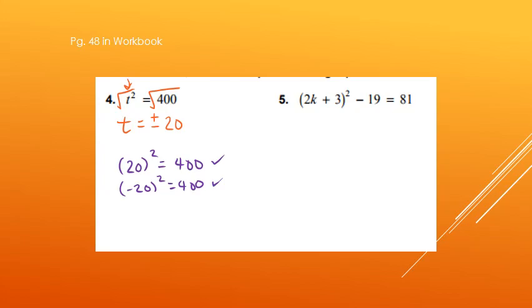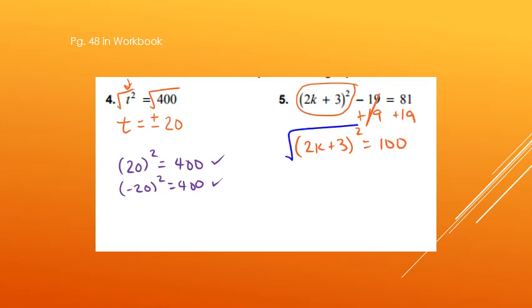All right? So in this next equation, what's happening is we need to get this part by itself so that we can square root both sides. We can't square root both sides right now because the 19 is in the way. So what I'm going to do is add 19 to both sides, and that will leave me with (2k + 3)^2 = 100. Now I can square root both sides. Okay, and when I do that, my squared and my square root do cancel out.